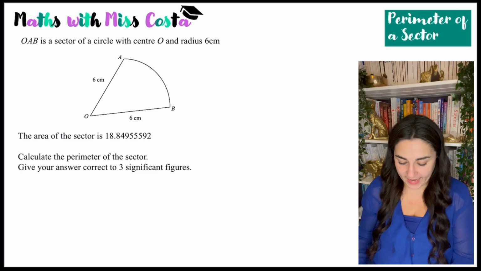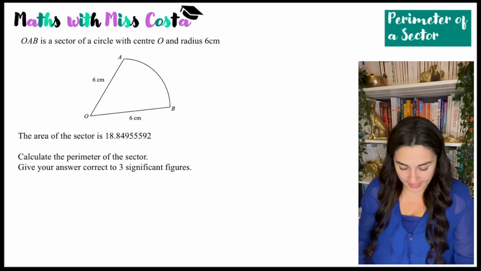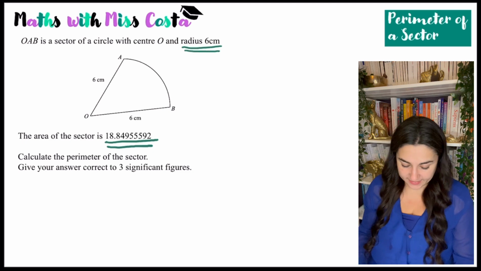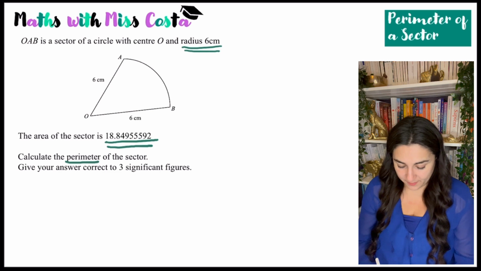So here I have a sector of a circle, and I've been told the area of the sector. I haven't been given an angle, but I know what the area of the sector is. I also know that the radius is 6 centimeters. And I'm being asked to calculate the perimeter of the sector.